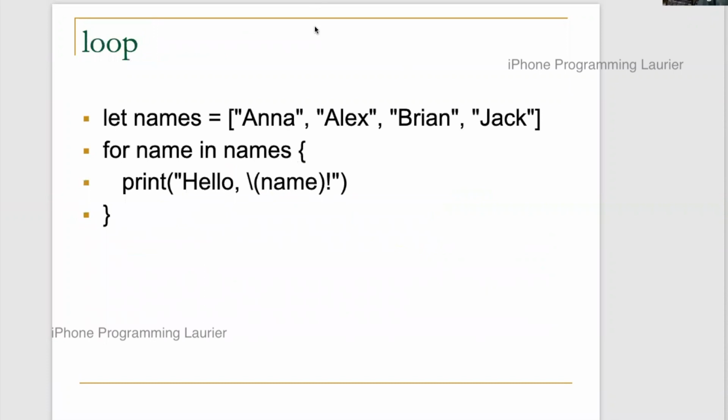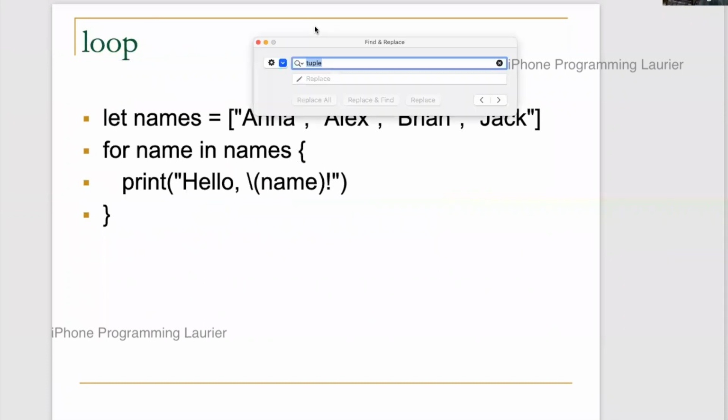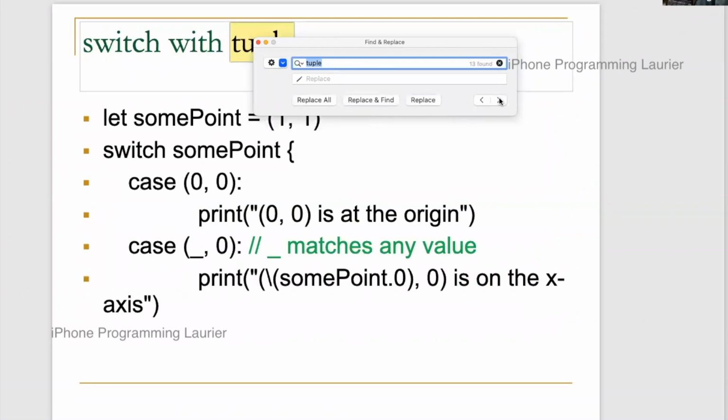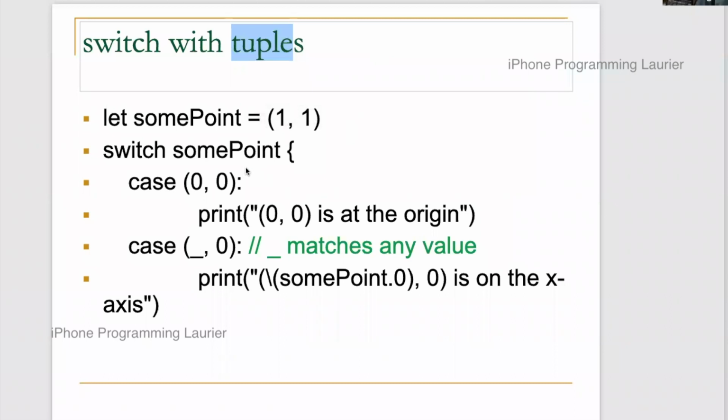Let me go back to tuples again. You can do a switch statement on a tuple. I have a tuple here, so my switch would be on the value of the tuple. I have 2 values, x and y. The underscore means I want to match any value. So here I'm going to match any tuple that has the x value to be 0. We will see more interesting things about tuples later.